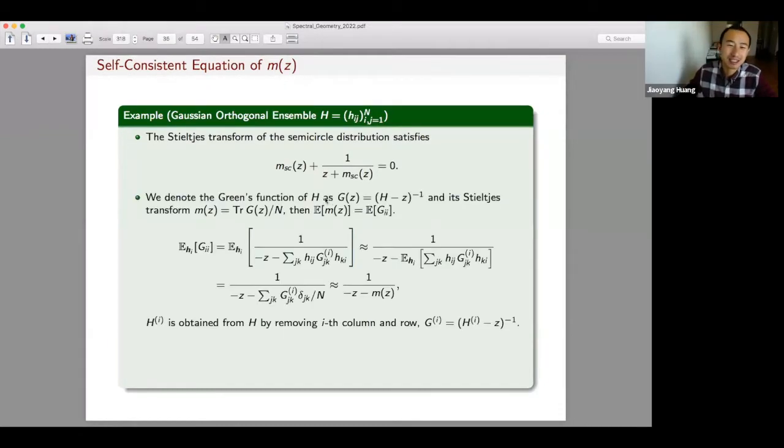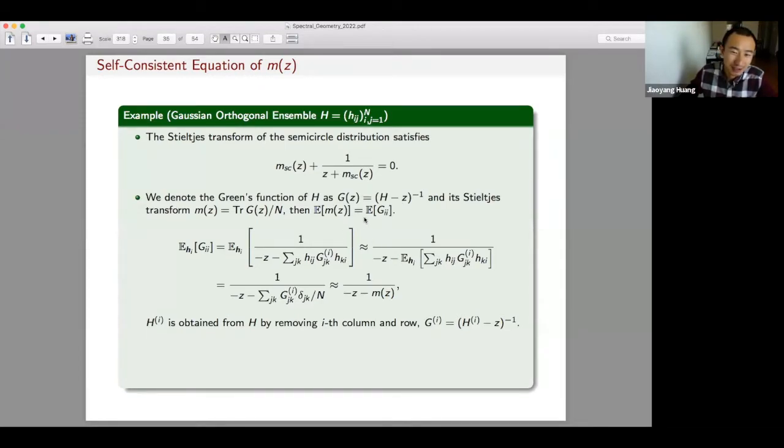If we denote the Green's function by G(z), the inverse of H minus z, then the Stieltjes transform is just the trace of G over n. And first I will show you how to show that, if we replace m_sc by m, the expectation of it is close to zero.